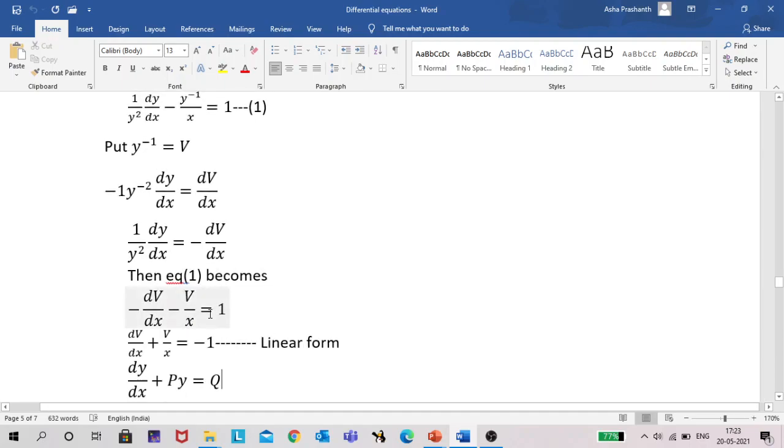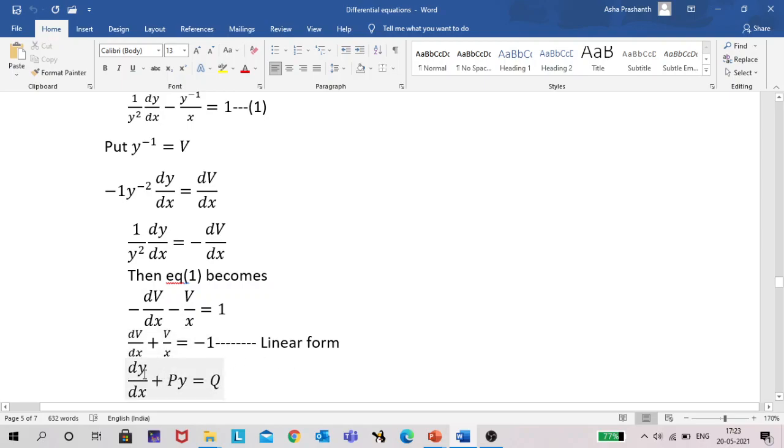Clear? You see, 1 by y square dy by dx can be written as minus dv by dx. Here minus is there, and minus y to the power of minus 1, which is v, by x is equal to 1. But in a standard form, we don't have a negative sign for the first term. So I am dividing the whole equation by minus 1. So I'll get dv by dx plus v by x is equal to 1. Now we can call this a linear differential equation.